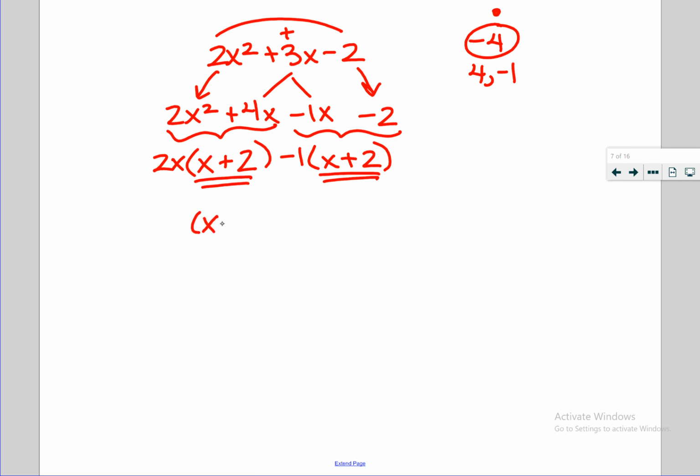That parentheses repeats, and it is your first factor, x plus 2. Your other factor is the pieces you took out, 2x minus 1. And you can always FOIL to make sure you did it correctly. It'll take you right back where you started, okay?